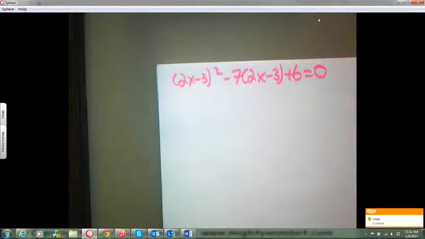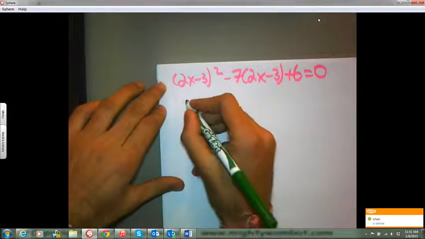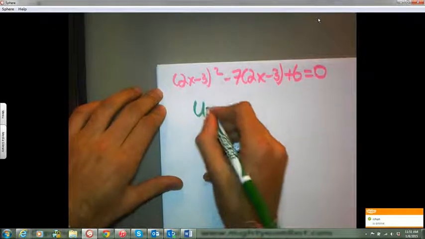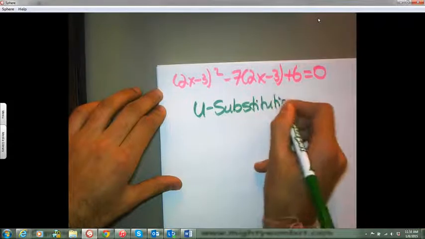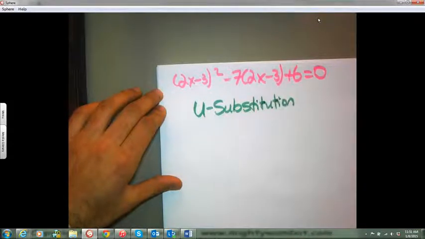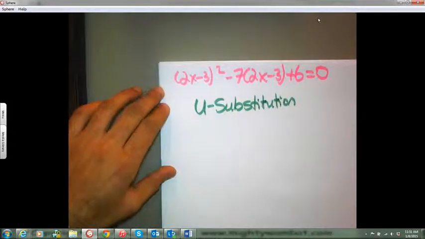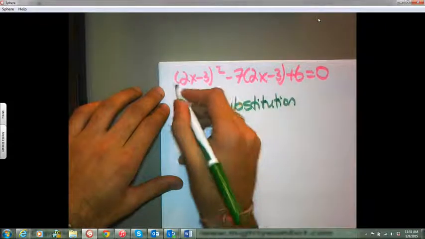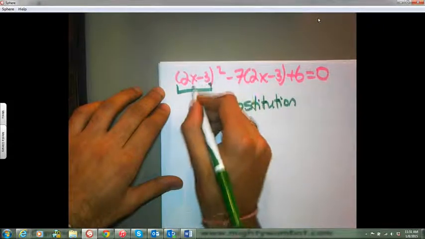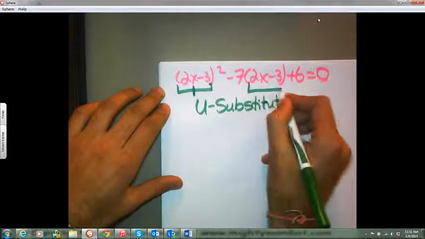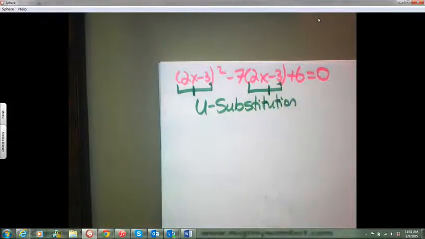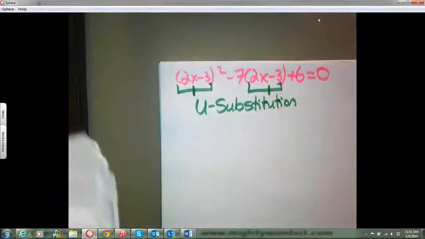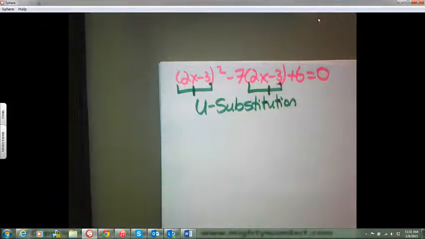There's a bit easier way of doing this, and that way is called U substitution. And we had talked about this last semester, and U substitution just says, if I look at this equation, this is repeated right here. So what we have here in the pink is repeated twice.